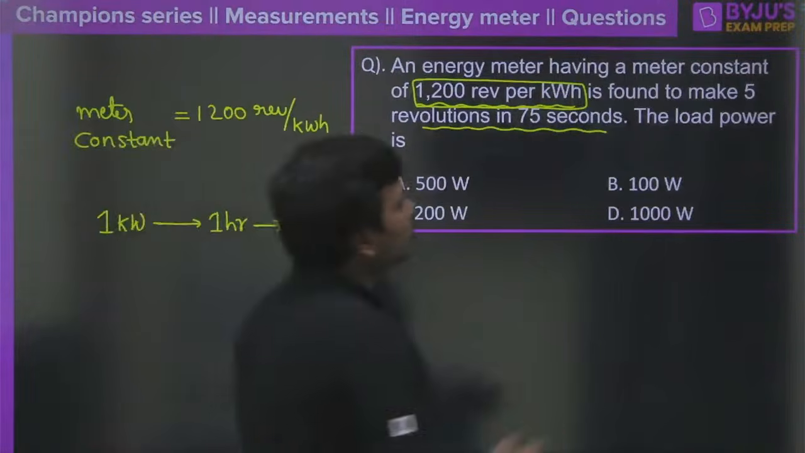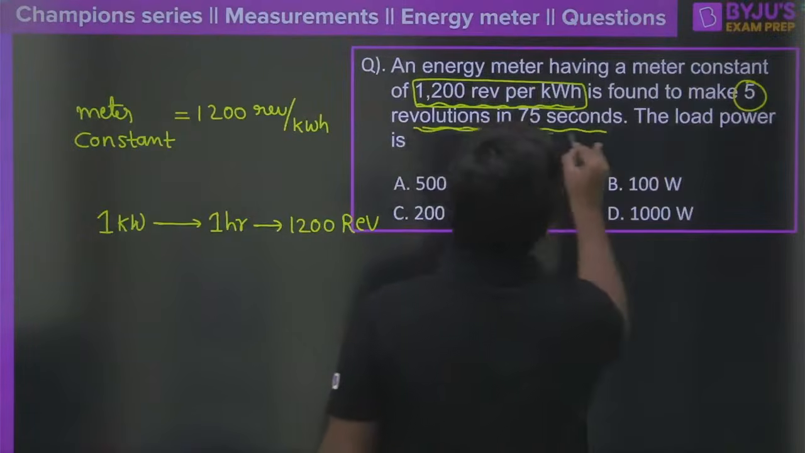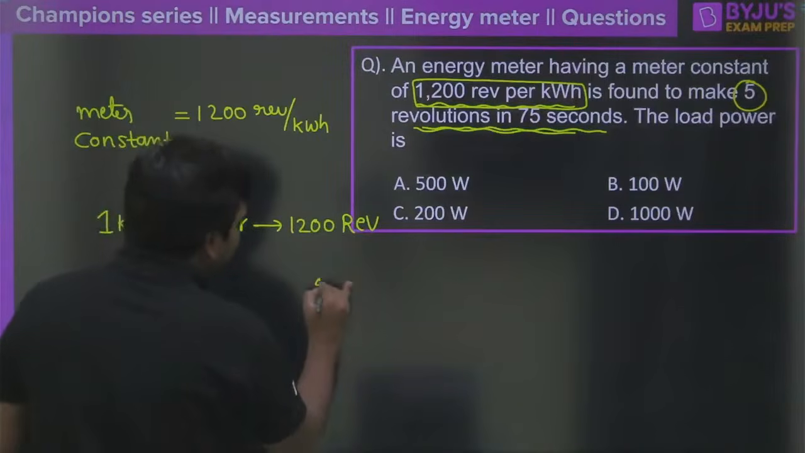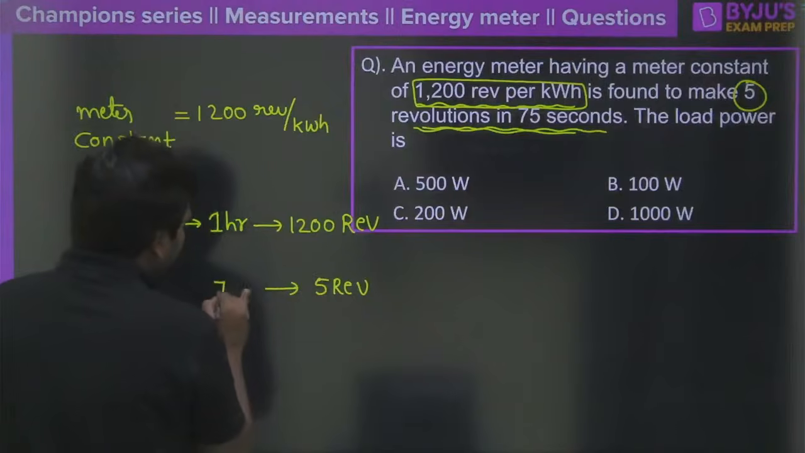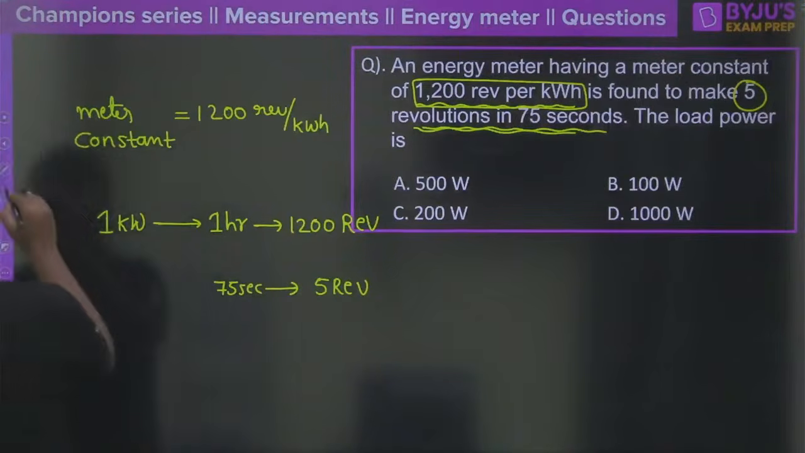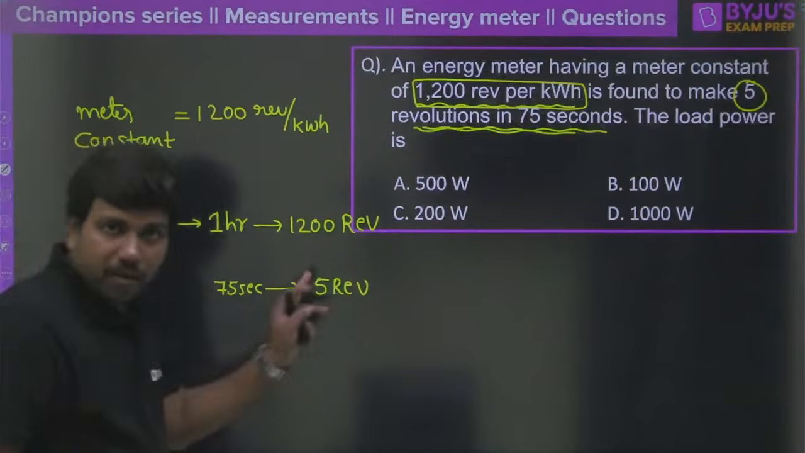But what was the question? He is saying that 5 revolutions are made in 75 seconds. Okay, fine. So 75 seconds is the given information, right? So let us try to understand what exactly it is. In 75 seconds, 5 revolutions are made.